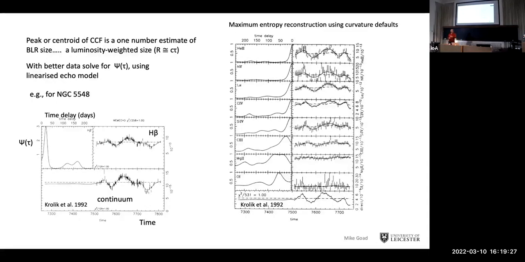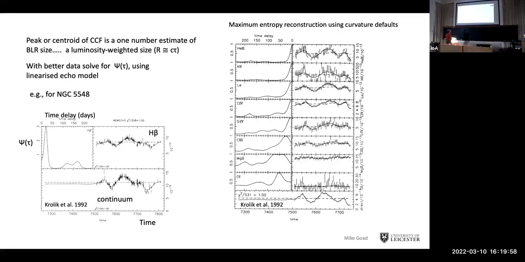Okay, with better data, what you'd like to get is the 1D response function, which is shown here. So this is a forward model of that same data, which is published in Krolik 1992. The shape of this response function tells you something about the distribution of gas, but it's the six-dimensional phase space collapsed into one dimension. So the three spatial coordinates, the three kinematic coordinates, all dumped down into this thing here. So there's a lot of physics hidden in this response function.